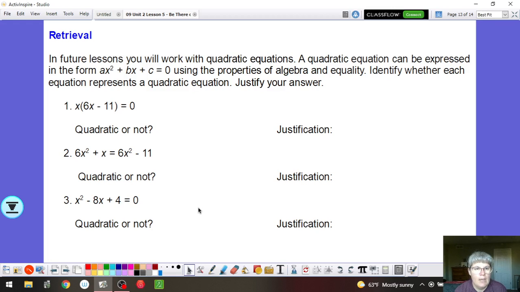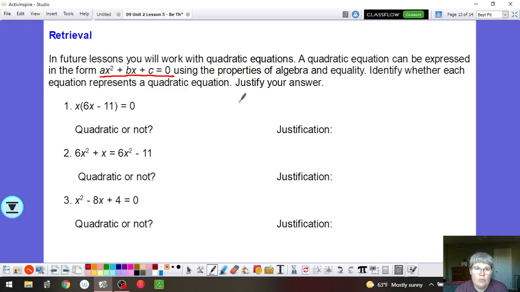Square. In future lessons, you will work with quadratic equations. A quadratic equation can be expressed in the form ax squared plus bx plus c equals 0, using the properties of algebra and equality. It's important to note that a quadratic equation will not have an a value equal to 0. So you must have some a value that is not 0.